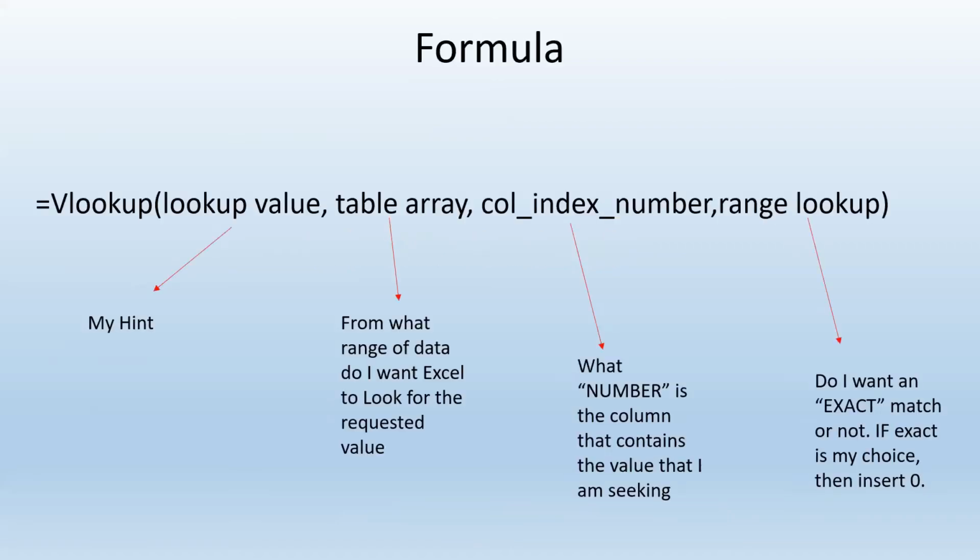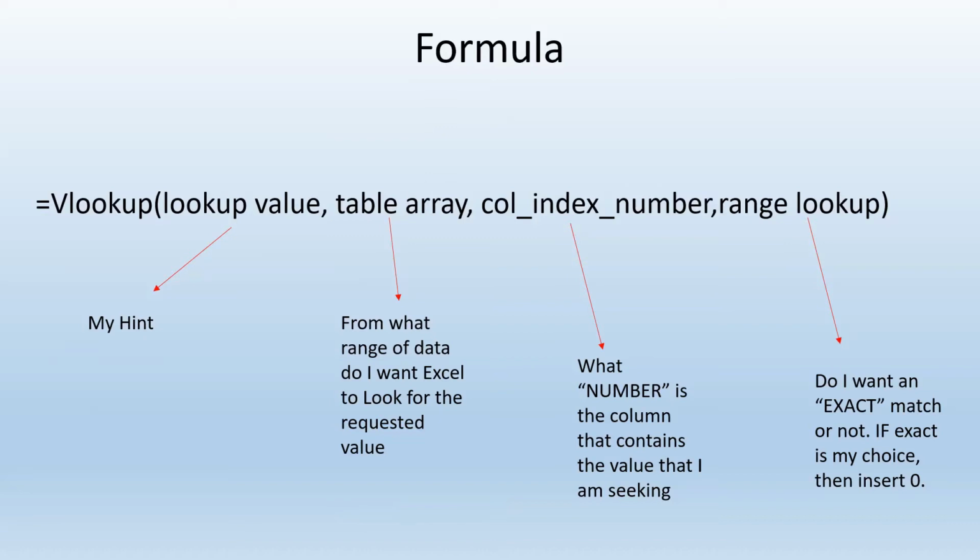The formula says equal VLOOKUP, lookup value, table array, column index number, and range lookup. If I want to segment it and look at each part by itself, the lookup value stands for the hint that I specify for Excel for it to go and try to match it with the data array or the table that I'm actually looking at. It is a hint that I pick from the table that I am working on to match it with that table where I need to get my data from.